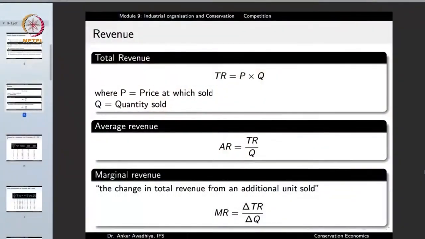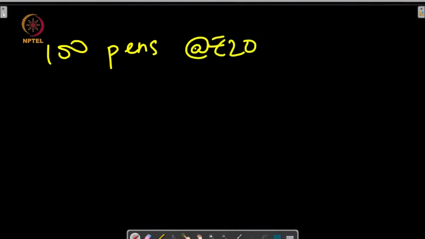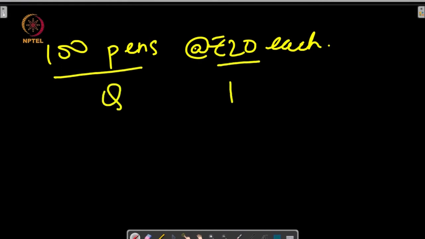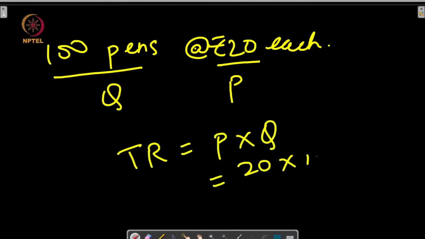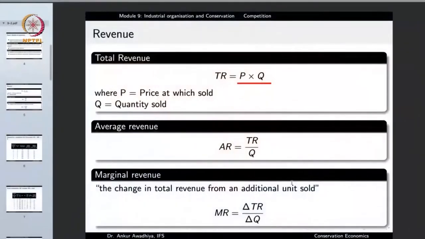Now, total revenue is given as TR, or total revenue is equal to P into Q, where P is the price at which the good is sold, and Q is the quantity of goods that are sold. So essentially, if there are, say, 100 pens that are sold at 20 rupees each, then 100 pens is Q and 20 rupees is P, and the total revenue is given by P into Q, which is 20 into 100, that is 2000 rupees. So this is how we find the total revenue. Total revenue is P into Q.